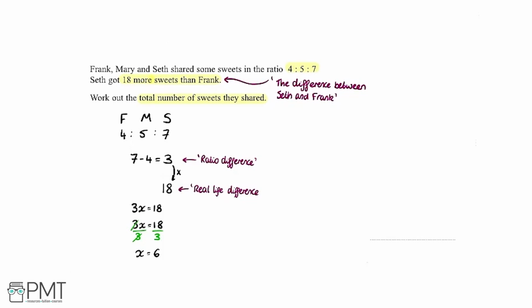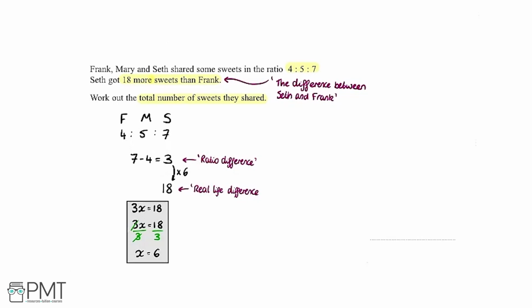So here's our key number. Here's our link between the ratio difference and the real life difference. So I'm going to put that up here. We're going to multiply by 6. Fantastic. So now using this, I'm going to start working over here. I'm going to look back to the question. We need to work out the total number of sweets they shared. Because we now have a link between the ratio and real life, I can use that in the next part.